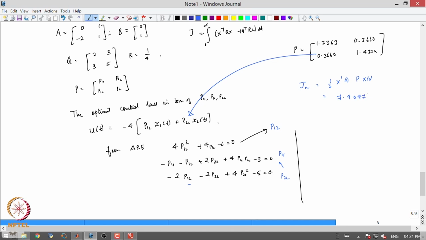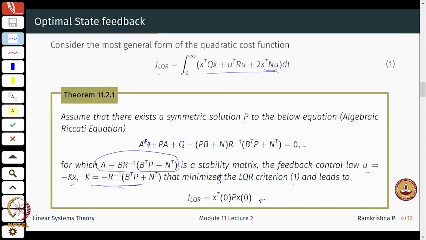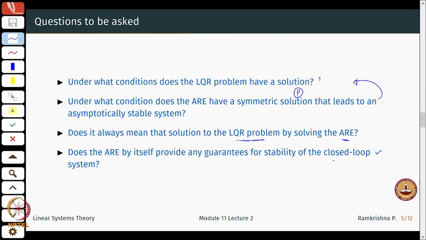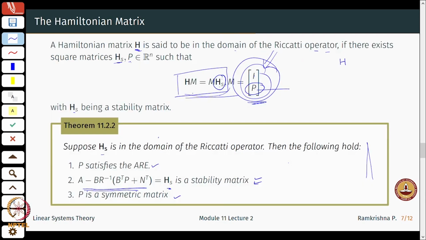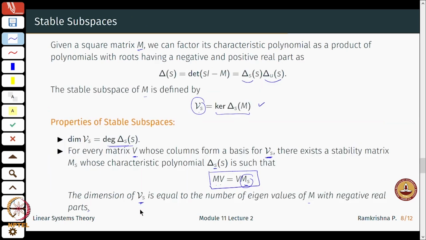Okay. So, again, I am just taking you through the process and seeing what the things that we learned yesterday mean. What we also learned yesterday was a very nice looking thing: we asked ourselves the question, when can we solve this equation? Then we constructed something called a Hamiltonian matrix, and then a bunch of results which give me conditions based on this expression. I said that the Hamiltonian H is said to be in the Riccati operator if a condition like this holds. Hs was the closed loop stability matrix, and so on.